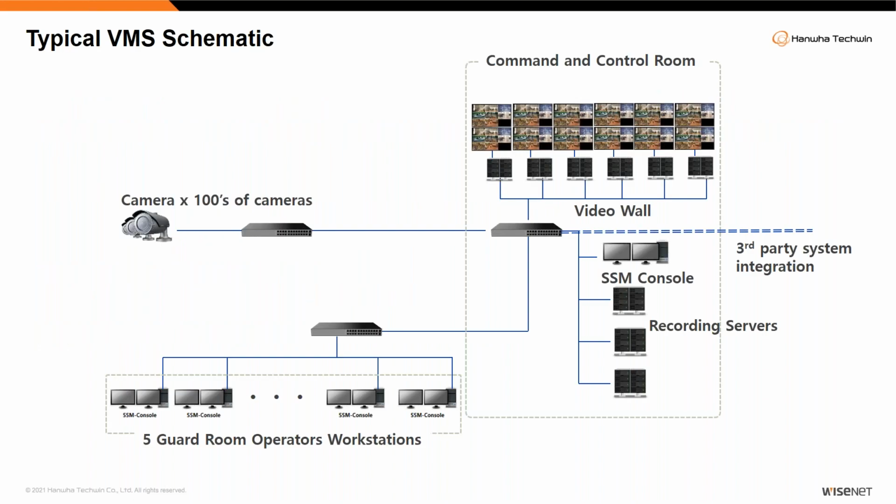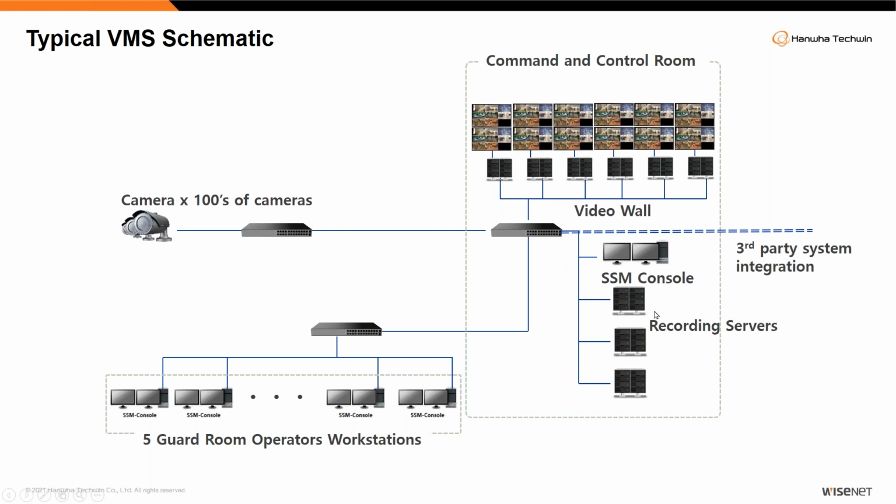All right, so let's look at a typical video management system. A video management system will start, of course, with cameras. The cameras will be connected to network switches. The network switches are interconnected. Each switch is in a different location.